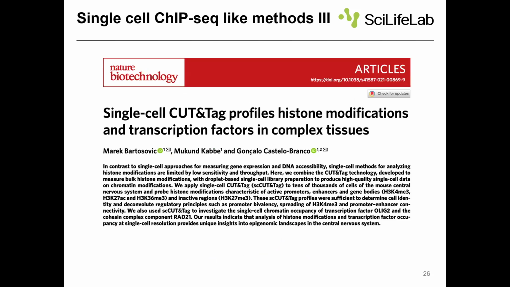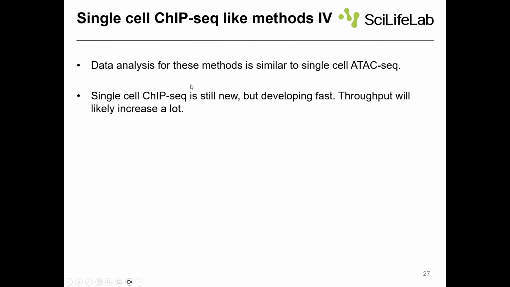This is much newer than single cell ATAC-seq, so it's not as established, but there are papers coming out. This is from people associated with Scilab Lab and KI. Here they did single cell CUT&Tag to measure different histone modifications. The data analysis I don't have to repeat because it's almost exactly the same as you did for ATAC-seq.